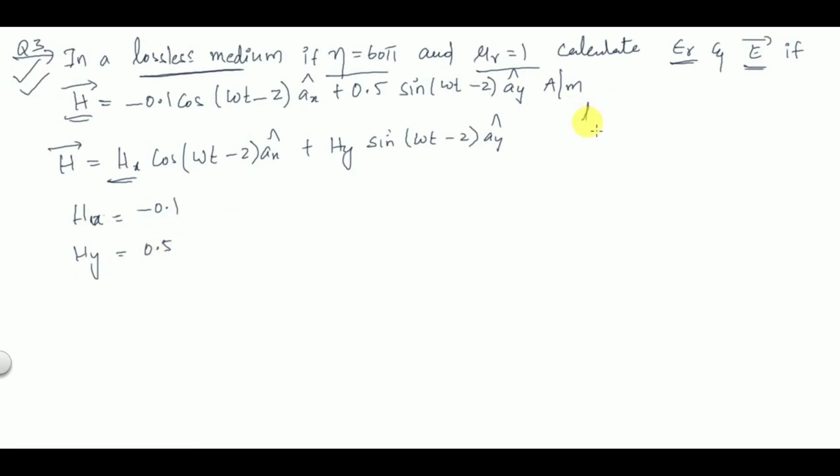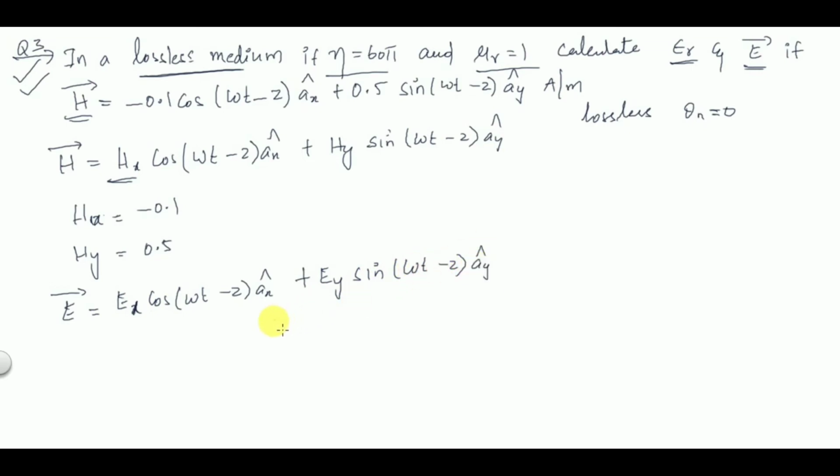In the case of a lossless medium, theta n is equal to 0. So when theta n is equal to 0, what will be E bar? E bar will be Ex cos of omega t minus z ax cap, similarly plus Ey into sin of omega t minus z into ay cap. So the wave is traveling along the plus z direction.